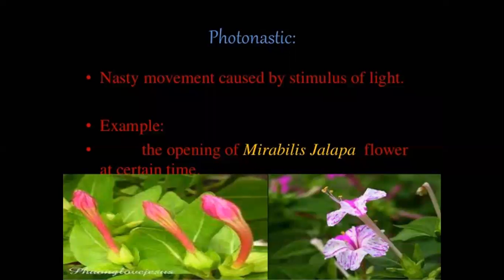turgor movements. Photonastic movements: the opening of Mirabilis jalapa flowers at a certain time. A nastic movement caused by the stimulus of light is a photonastic movement. Nowadays, you can see in the grounds there is a portulaca plant, which is also an example of photonastic movements. In Urdu, it is called Gule Dopahri, and it is mostly seen in the grounds nowadays. This flower blooms when the light is maximum.